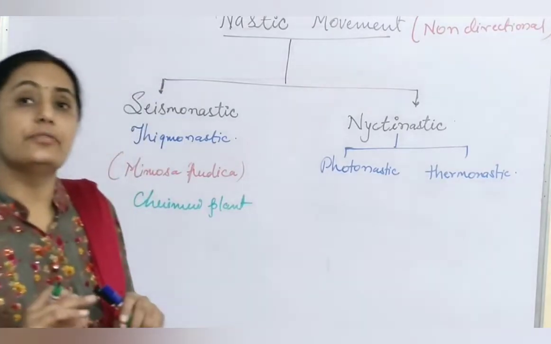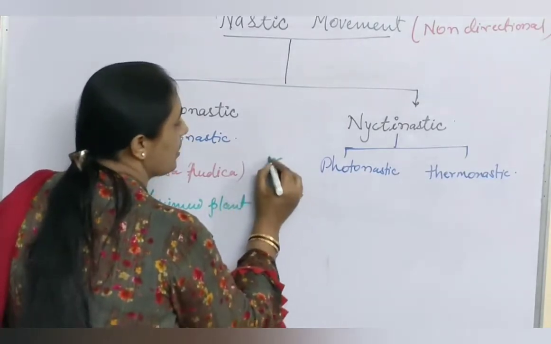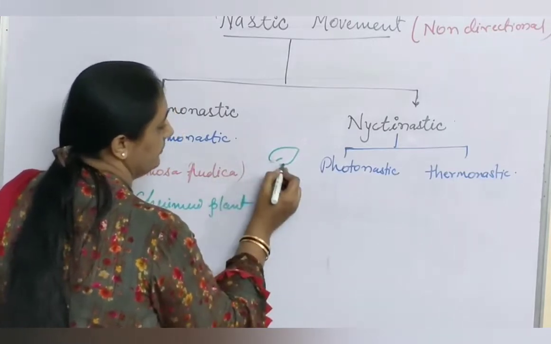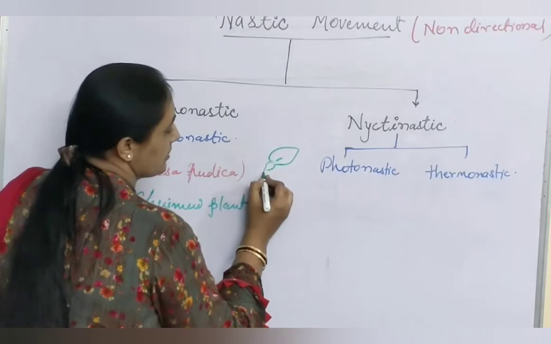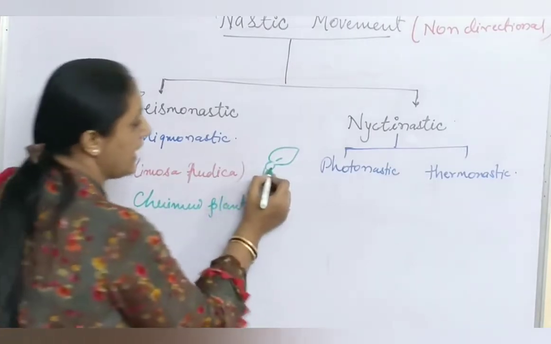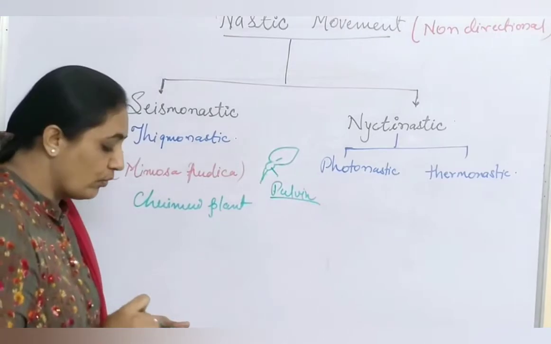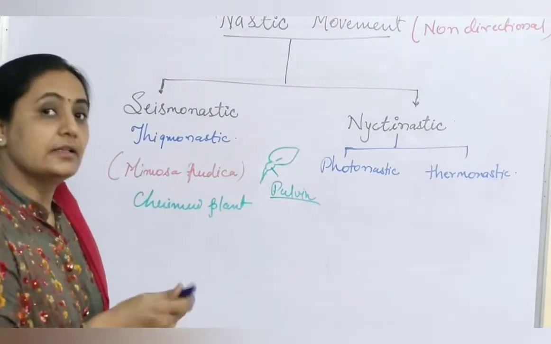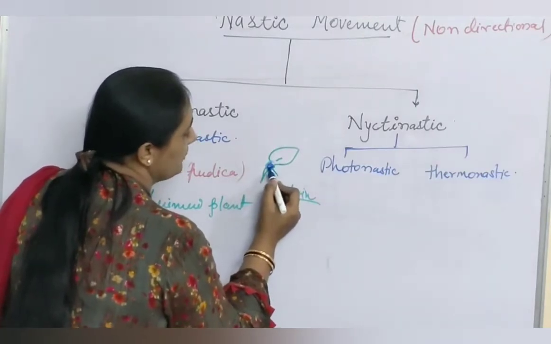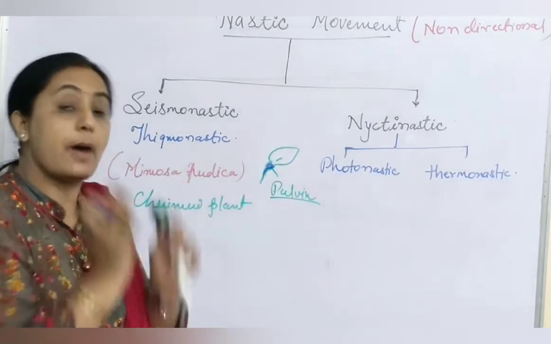Because it is related with turgor. Turgor means pressure of water. Actually, the leaves of these plants are like this. At the base of the leaves, there is a swollen area. This region is called the pulvinus. So what happens? Whatever water is absorbed by the plant accumulates in this pulvinus. Because of that, this water makes the leaves straight and keeps them upright.